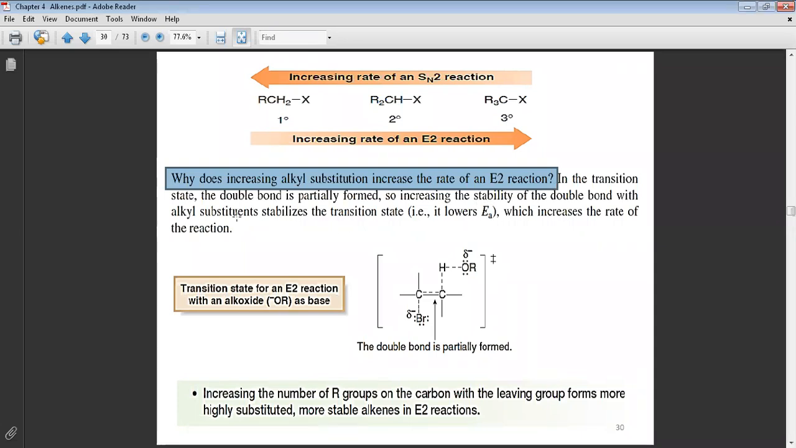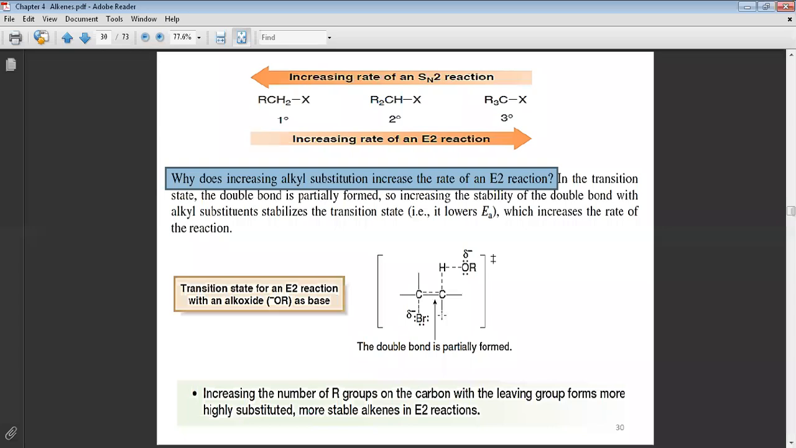This is a good question. Of course, it depends on the stability of the transition state here. We said we have partial negative here, and here we have partial positive. That means more R groups here donating electron density to the partially positive will make it more stable. Fewer alkyl groups here means it will not be stable, or the stability will decrease.